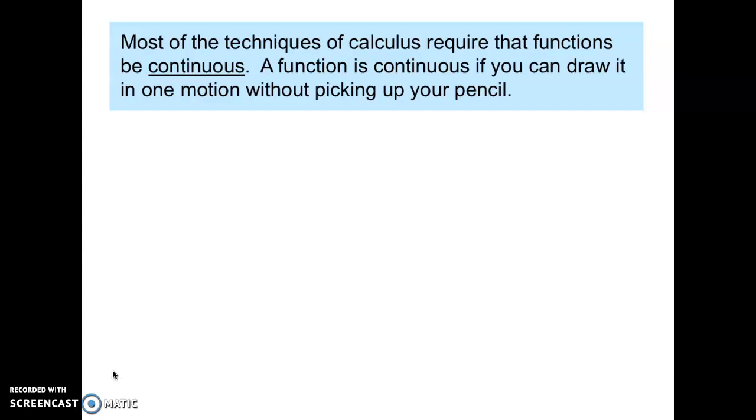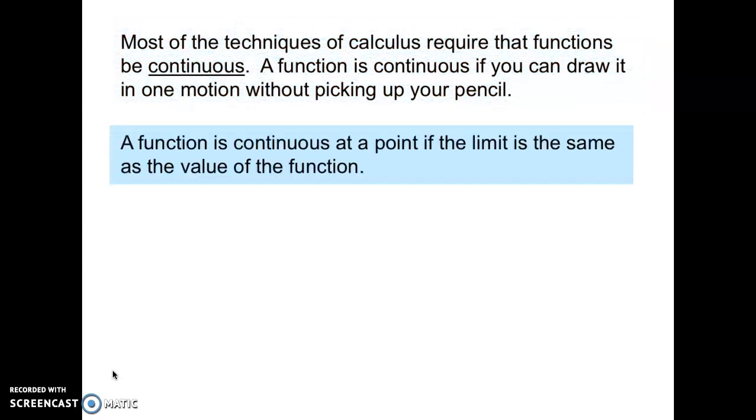Our textbook, the Stewart text, uses this definition for continuity. Just so you are aware, there are many other books that use a different definition of continuity. Our book is using this definition: if you can draw the function in one motion without picking up your pencil, then it would be continuous. A function is continuous at a point if the limit is the same as the value of the function.